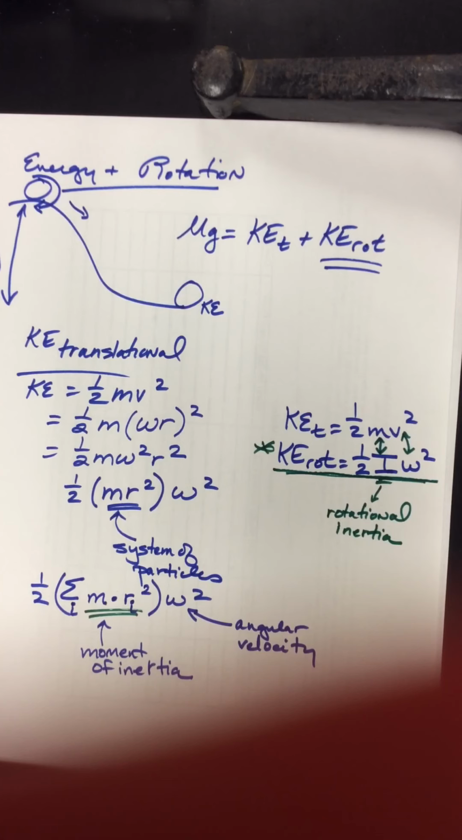Right now we see that we have another type of kinetic energy to go along with energy conservation, and we have this new term called moment of inertia that's all about not wanting to change the motion in a turning sense. There's a resistance to that kind of change.